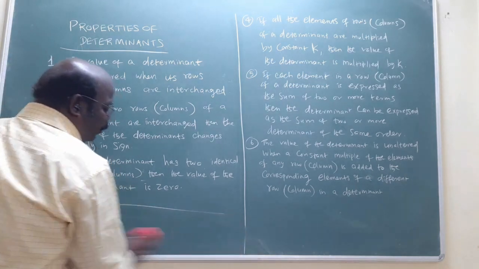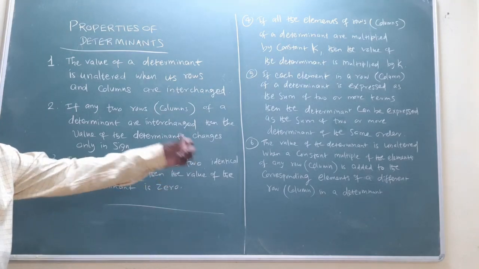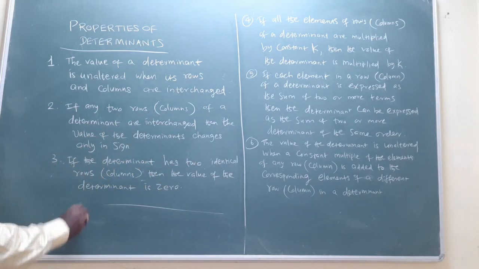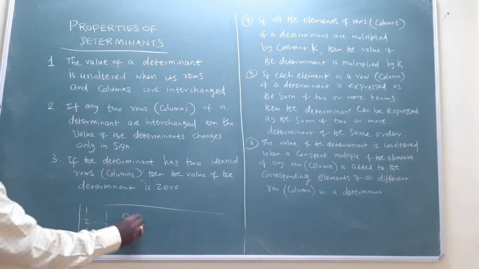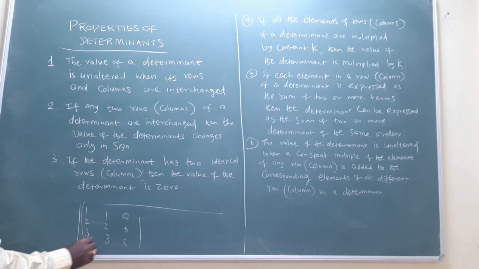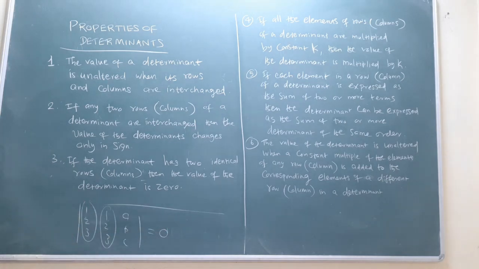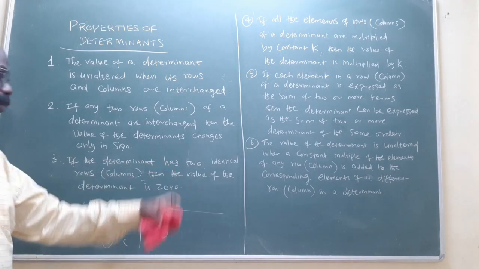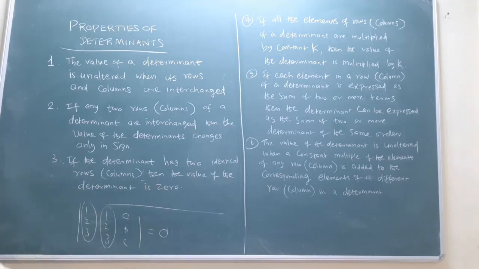Next property, the third property: if the determinant has two identical rows, here 1, 2, 3 and again 1, 2, 3, whatever the other values may be, the first column and the second column are the same, so the total is 0. Without expansion, directly put 0. Not only columns, if any two rows or columns are identical, the value is 0.